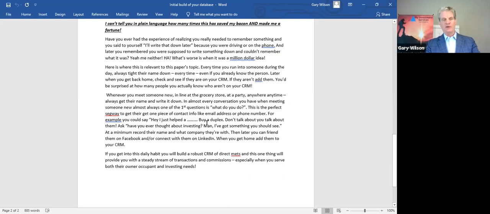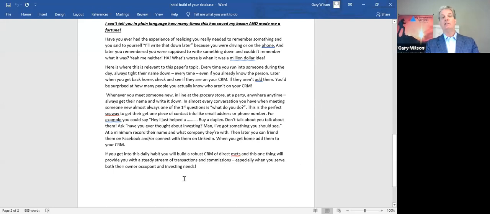And there's a little script there I gave you. So if you get in the habit of doing this, guys, you'll have a robust database of direct METs. These are direct METs. Your number one category of prospect is a direct MET. And this one thing provides you a steady stream of transactions and commissions, especially when you serve both their owner-occupant and investing needs, right? Everybody should be doing that every day.